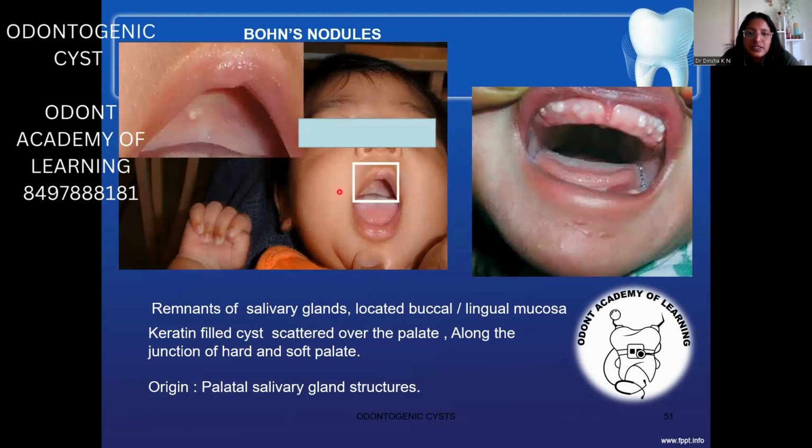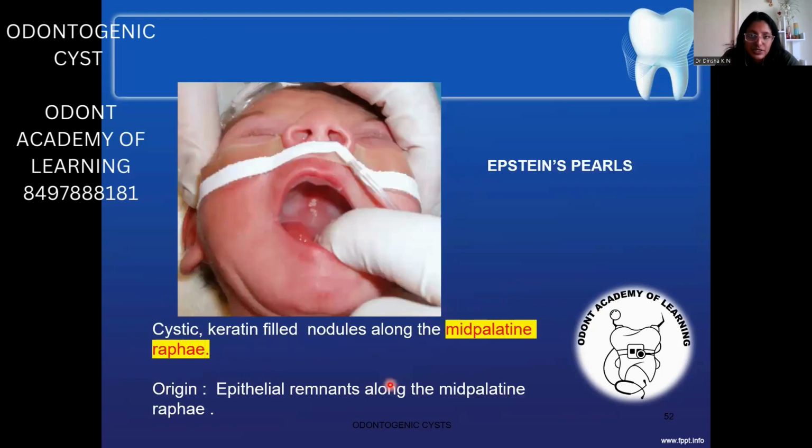These are considered remnants of salivary glands located buccal or lingual to the mucosa, and they are filled with keratin and scattered over the palate along the junction of hard and soft palate, also in the alveolar region. Origin is considered to be from the palatal salivary gland structures.